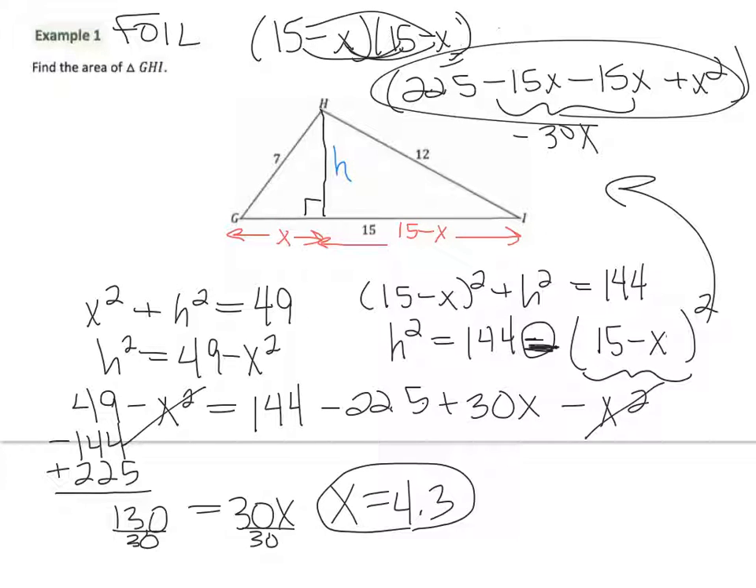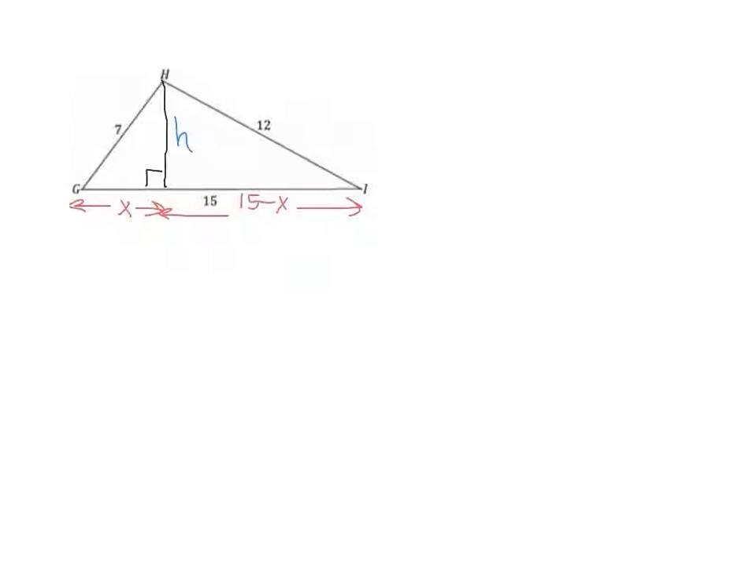Okay, I'm going to take the important information to a new slide. Okay, right now we solved for x. I lost my pen. X equals 4.3. Alright, so now let's find h. I'm going for the easy equation.